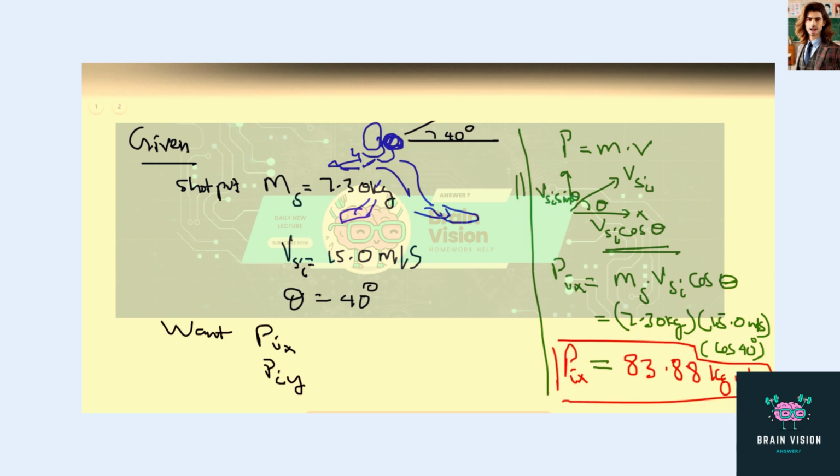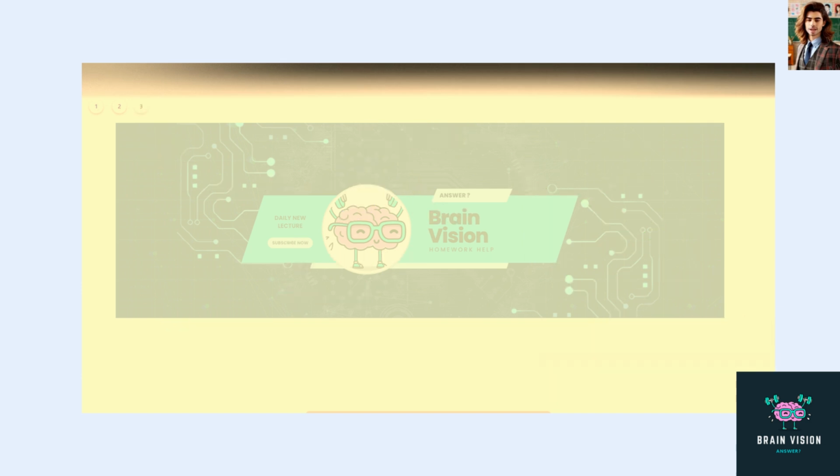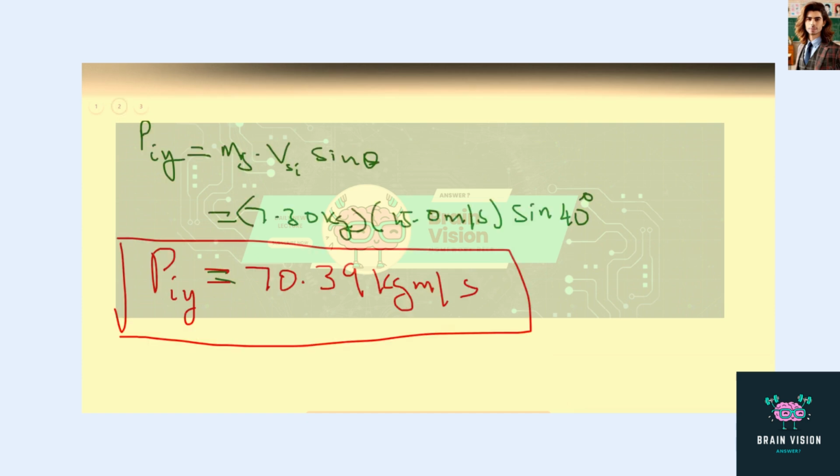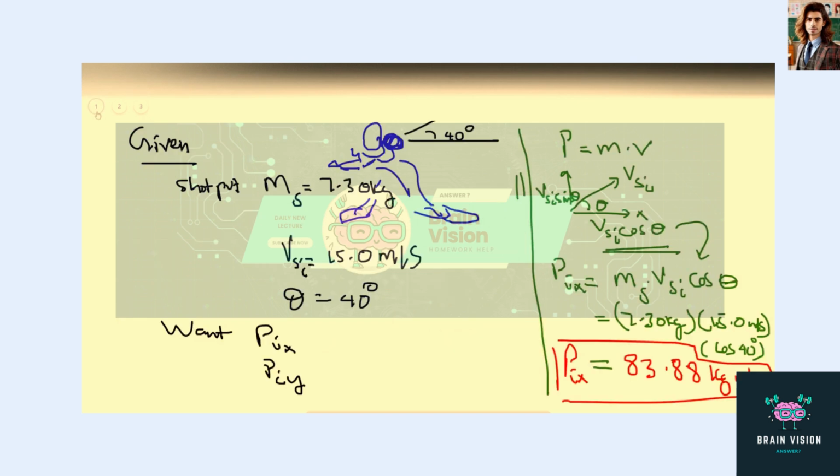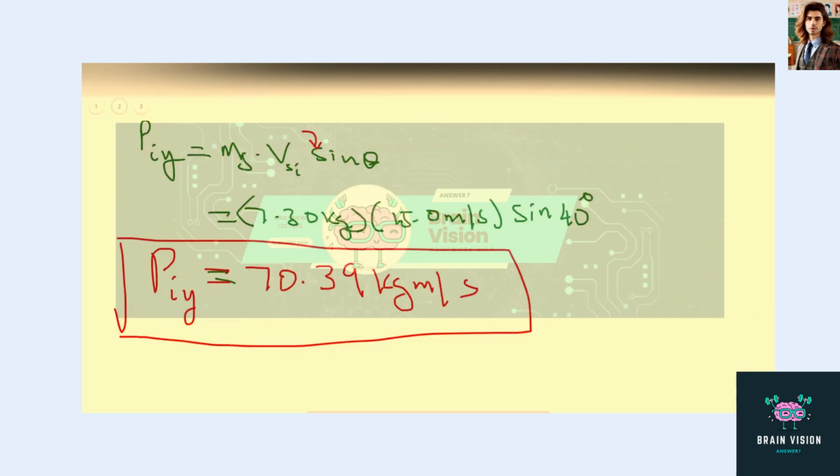Now, in the x direction, the momentum is in terms of vsi cosine theta, and in the y direction, the momentum on the other page is in terms of vsi sine of theta. So we resolve the components of the velocity, but the masses stay the same, and then we get the final solutions for the initial momentum in the x and the initial momentum in the y.